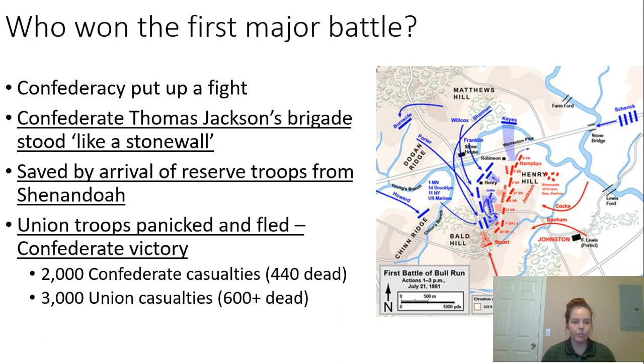But what really saves them is we get the arrival of more Confederate troops from Shenandoah nearby. And so with the arrival of more Confederate troops, the Union really freaks out, they panic, and they flee the battlefield, which results in Confederate victory.